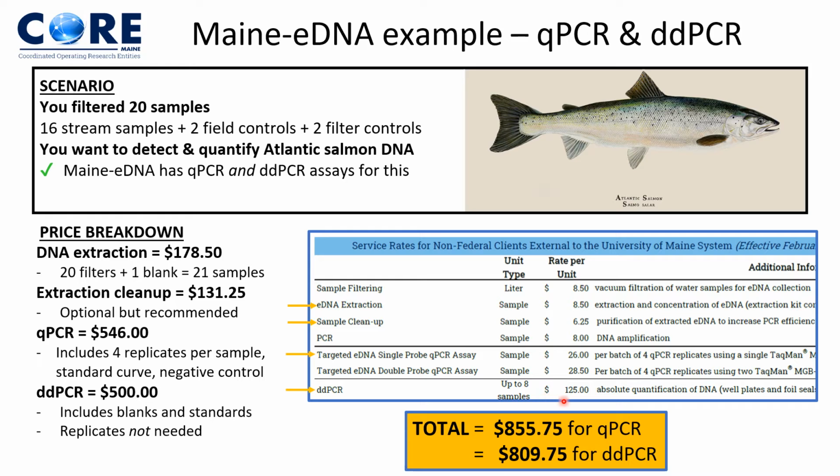Now you see that that per sample rate is a lot higher in ddPCR, but the key thing about ddPCR is that you don't need to replicate. I'm going to talk about that more in a second, but just know that it's just 21 samples, and you can fit up to 8. So assuming that we're going to have some blanks and some standards, but we don't need replicates, that brings us up to about 24 samples, maybe a little bit more. So maybe we'll do 4 batches of 8, and that'll get us up to $500. So you can see that qPCR and ddPCR come out to about the same.